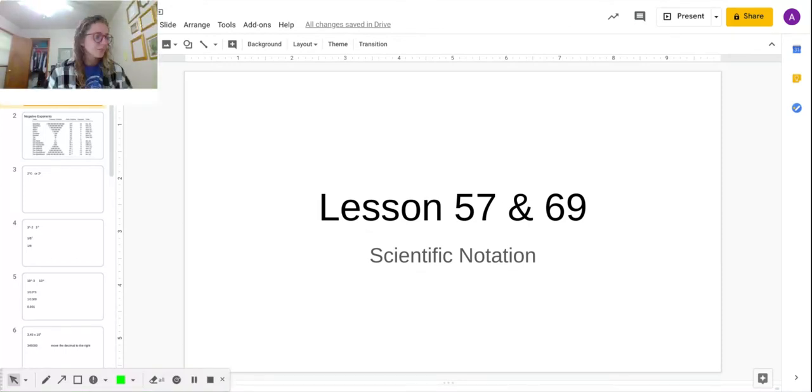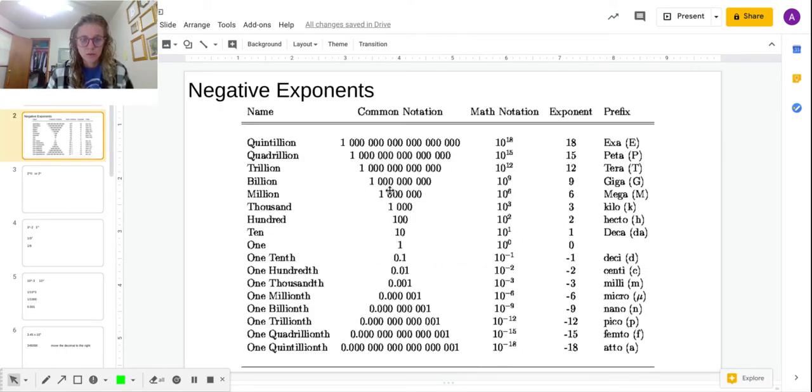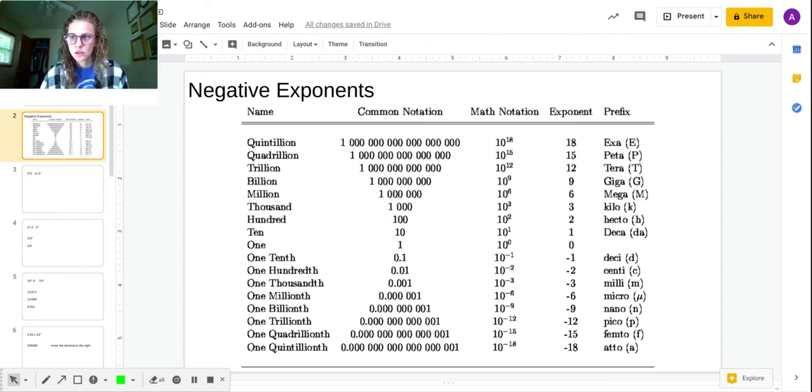Hello, students. So today we're going to go over scientific notation. We're going to try to hit two different lessons. We'll see how they go. But the first one is really diving into negative exponents. So first we're going to start by taking just a little look at some patterns and exponents.